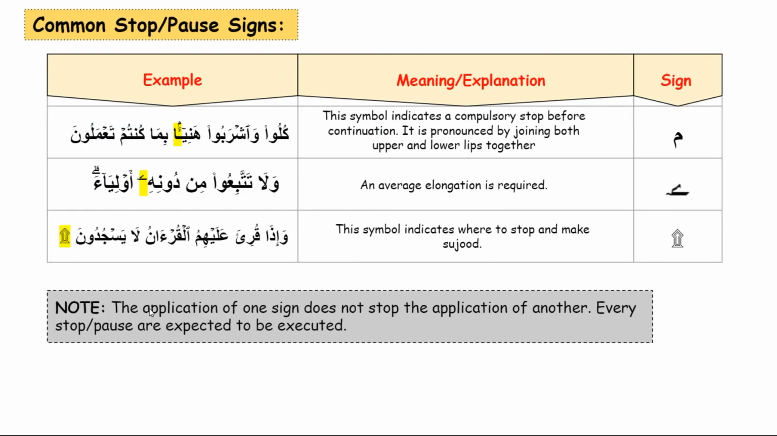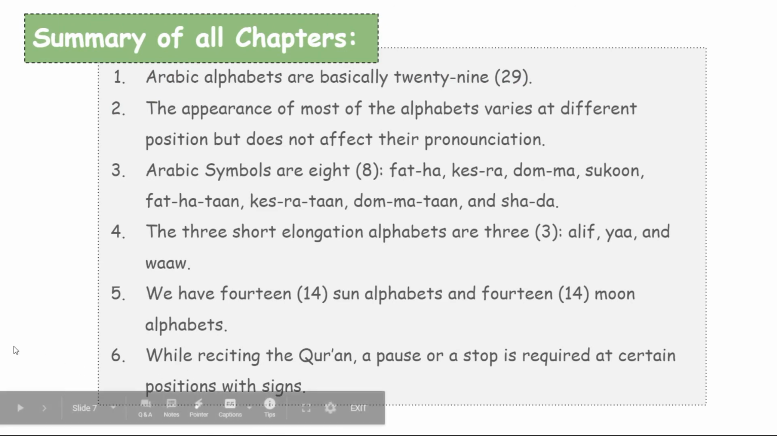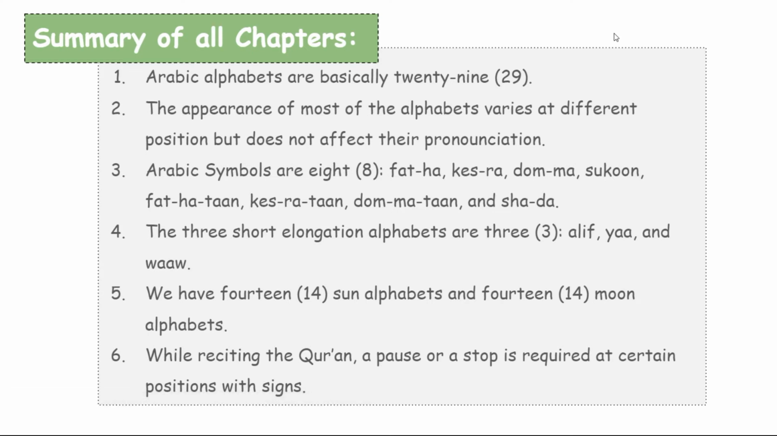So I make a note here that the application of one sign does not stop the application of another. So every stop sign is expected to be executed. So the summary of what we planned. From the beginning we said Arabic alphabets are basically 29. The appearance of most of these alphabets varies at different positions, but doesn't affect their pronunciation.